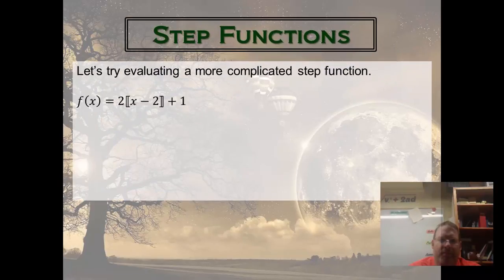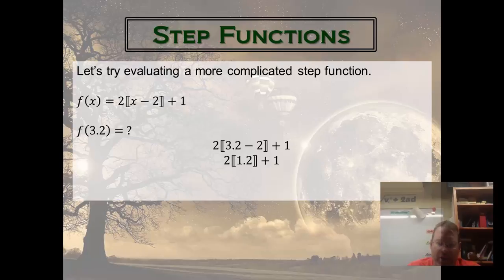Next, 3.2. Now we're going to get to some of the rounding issues. Plug 3.2 in. 3.2 minus 2 is 1.2. What do I get when I take the greatest integer up to 1.2? I get 1. 2 times 1 is 2, plus 1 is 3. Hopefully you're doing well on this so far. Now it gets even hairier. Now we're going into some negatives.